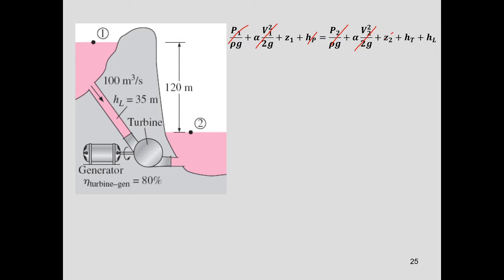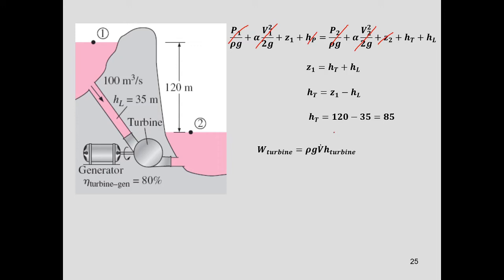Okay, Z2 you can consider is 0 because Z1 is 120. HT, there is a turbine. HL is also given, HL is equal to 35 meter. So Z1 equals HT plus HL. Okay, what you want to search is HT. HT equals Z1 minus HL. HT is 120 minus 35, equal to 85 meter.